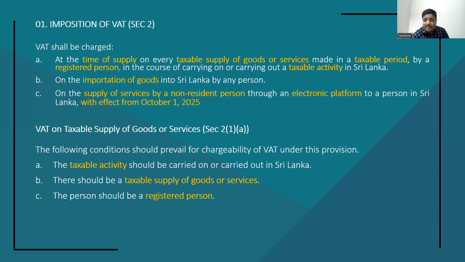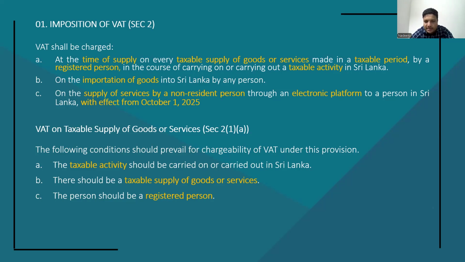But these are original provisions, section 2A and B. They are original provisions that were introduced in 2002. These provisions of the Act should also be updated to deal with the improved, complicated transactions that are happening in the market. So now the government has taken this into consideration, and they have incorporated item C also under section 2, right? So on the supply of services by a non-resident person through an electronic platform to a person in Sri Lanka, with effect from 1st October 2025.